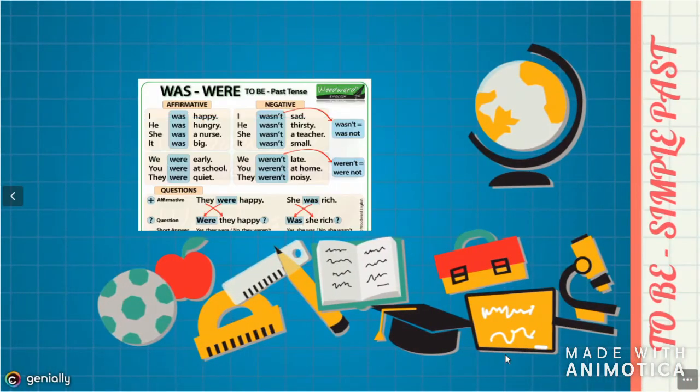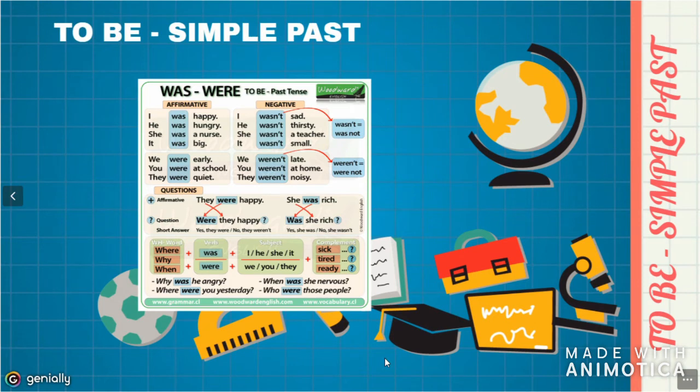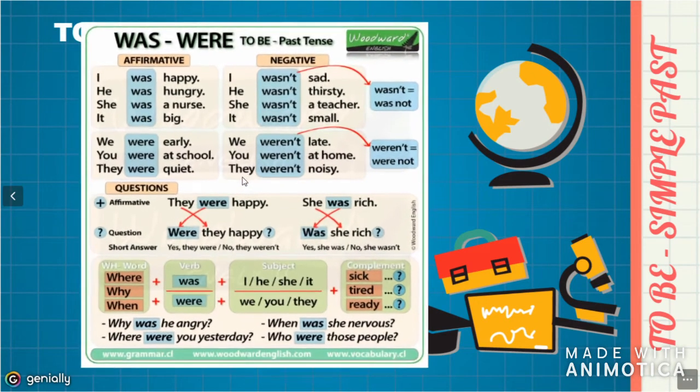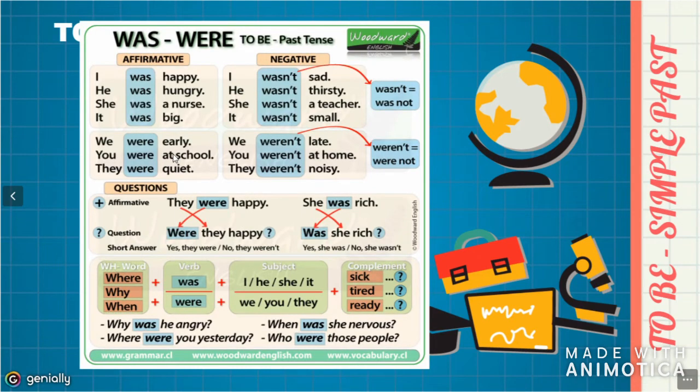And finally, we have here to be in the simple past. Este es un verbo muy utilizado y muy visto, pero siempre es necesario repasarlo y recordar un poco el uso, ¿ok? All right. Also, we have here affirmative, negative, and questions of to be. Dependiendo del sujeto, es la conjugación del verbo to be, ¿cierto? Tenemos I, he, she, it, was, we, you, and they were. Or negative. I, he, she, it wasn't, para todos igual. We, you, and they weren't.